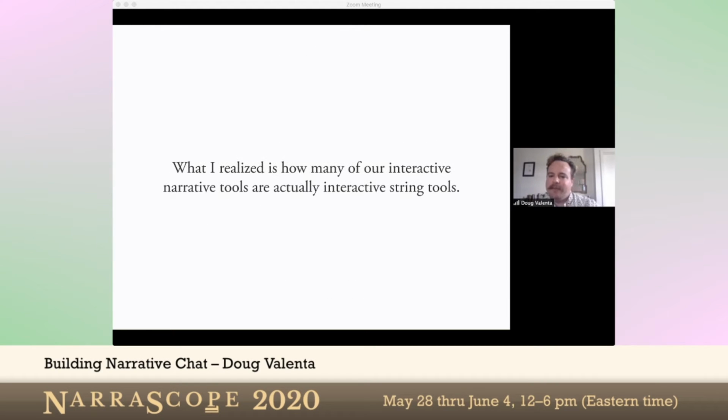And what I realized coming out of this was that so many of our tools for creating interactive narratives and for telling interactive or dynamic stories are actually tools for manipulating strings in fancier and fancier ways. And because of that, they're operating on the character level, a string of characters.